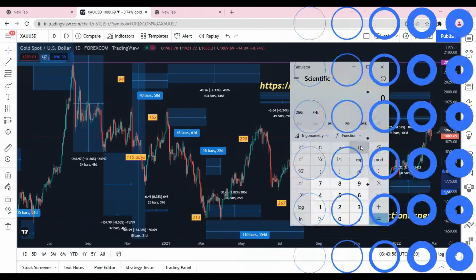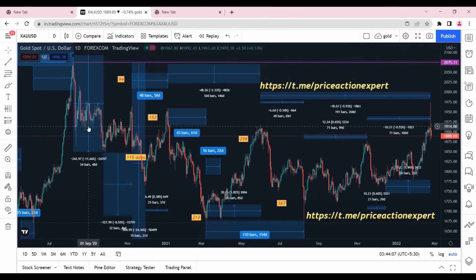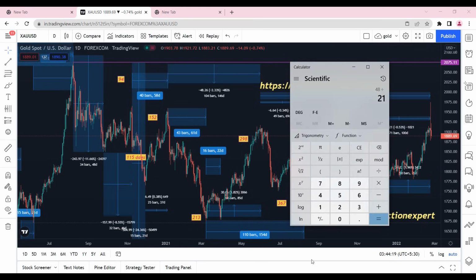I'm going to take the same 48 divided by 21. See here, this is 48. The 21 days is actually from this high to this low. You can see here I have marked 21 days. So that is equal to 2.285 something into 48, which will give you 109 or 110 days.